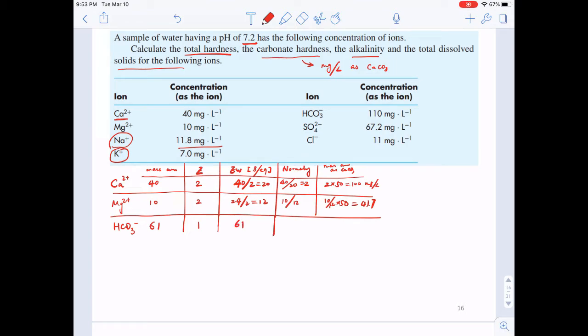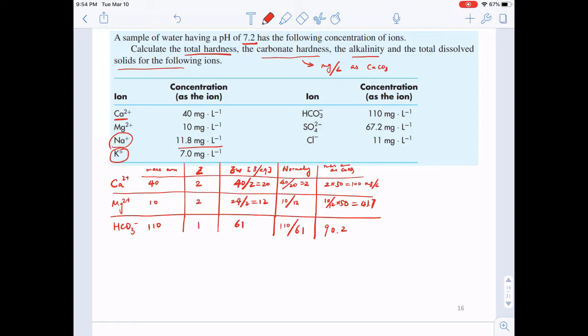So the equivalent weight is going to be equal to 61. So the normality, okay, I made a mistake here. Here it should be the concentration. The normality is going to be 110 divided by 61, and multiplied by 50. That is going to be equal to 90.2, right?